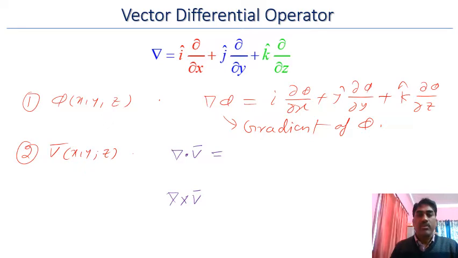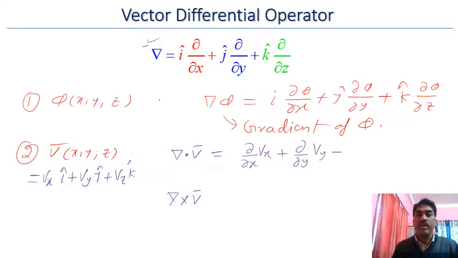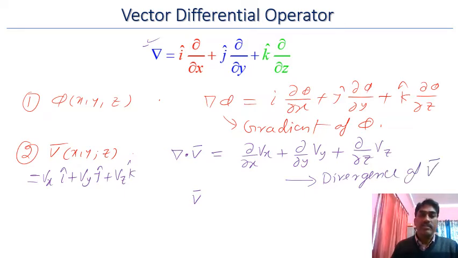You also know the dot product. So this will be del by del x, and if v is some vector, it must have some components. Let the components be vx i plus vy j plus vz k. So v has these components and del has these components. The dot product will be del by del x vx plus del by del y vy plus del by del z vz. This is the dot product of two vectors, del and v, and it has a special name. This is called the divergence of vector v.